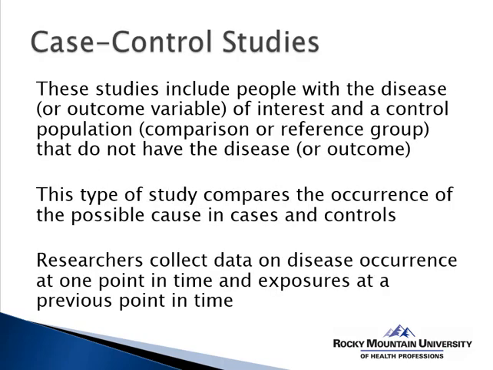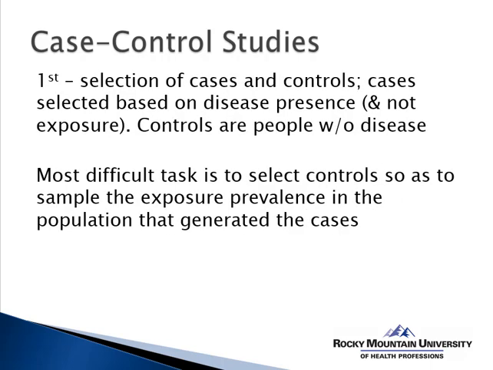These studies include people with the disease, or outcome variable of interest, and a control population, so a reference group that does not have the disease or the outcome of interest. This type of study compares the occurrence of the possible causes in cases and controls. Researchers collect data on disease occurrence at one point in time and exposures at a previous point in time. So with this, you want to have a selection of cases and controls. The cases are selected based upon disease presence. They're not selected upon the exposure.